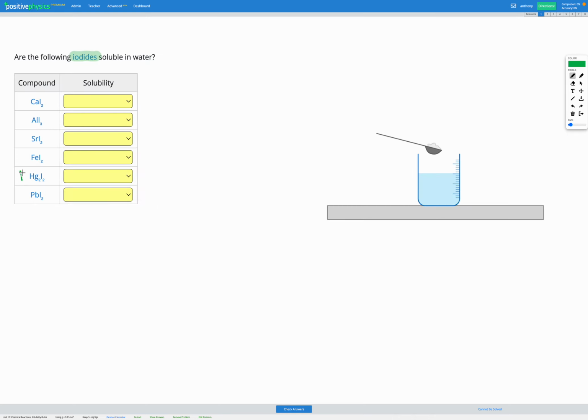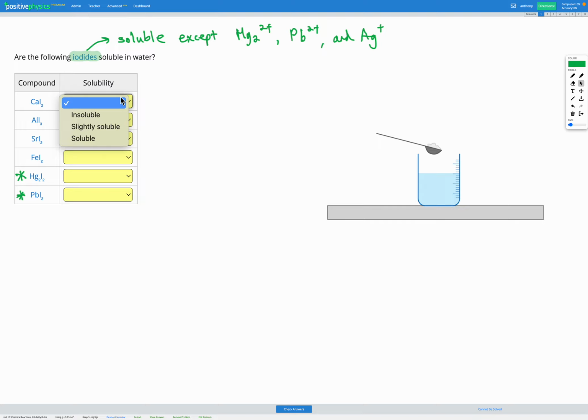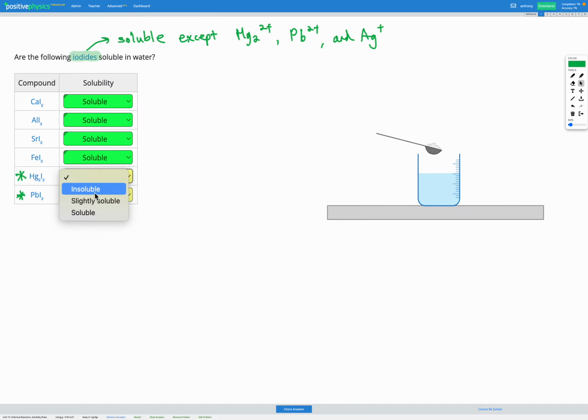So looking down our list, I can see this one is going to be insoluble because that's got the Hg2. I can also see this one's going to be insoluble. That's our Pb, our lead ion. And none of the rest of those are on our exceptions list. So because the rule was that they are soluble, except for Hg2 2+, Pb2+, and silver, Ag+, any other compounds that don't contain those are going to be soluble. So that means these first four here are all going to be soluble. And then these last two are going to be insoluble.